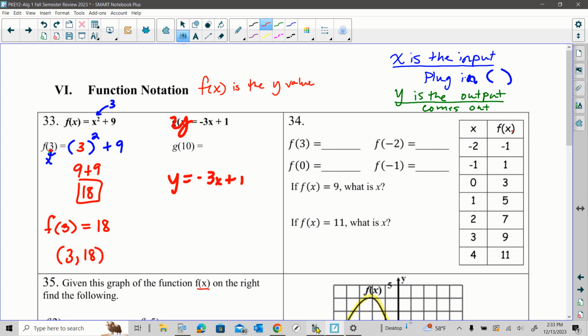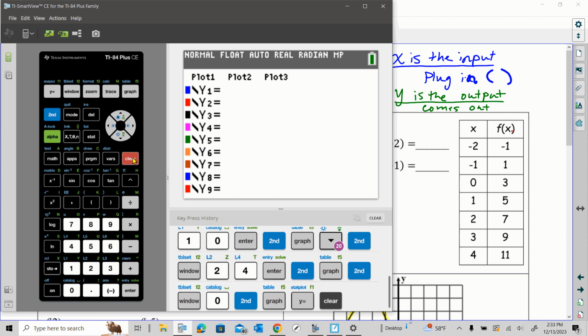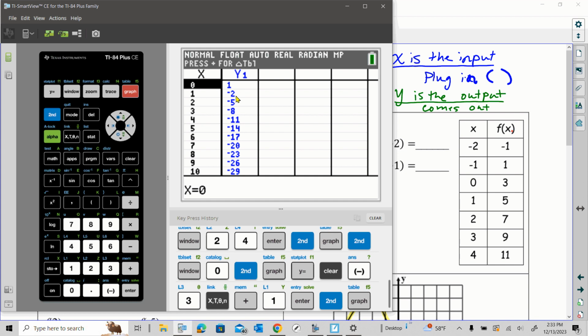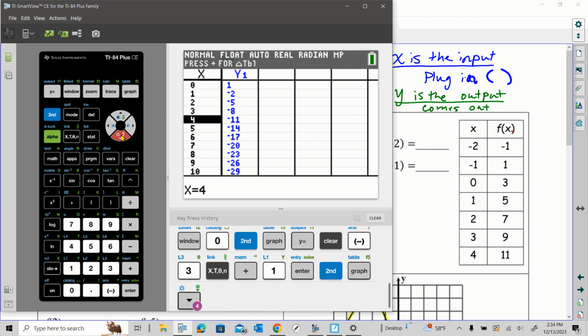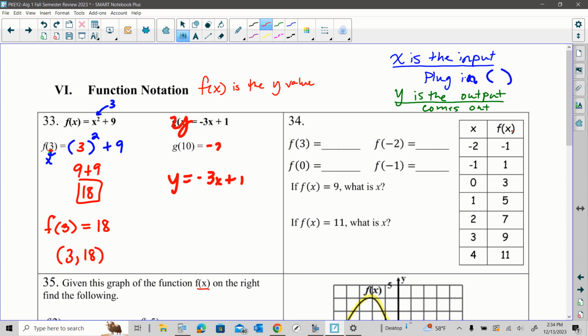So if you go to your calculator and go to y equals, I need to clear this one out, and you put in your negative 3x plus 1, hit enter, then go to the table, so hit second graph, and this will give us our value. We were trying to find the value of the g function at 10. You can just arrow down and highlight the x value of 10, and there is our answer. It would be negative 29. So you could use your calculator to do some problem solving.